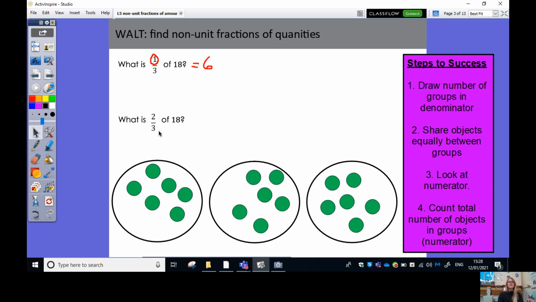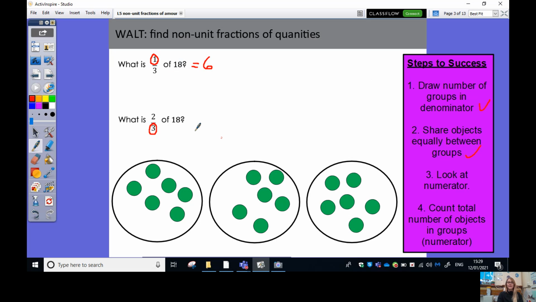So now for 2/3 of 18, I just need 2 groups, but let's go through the steps to help us. So draw the number of groups in the denominator, so I had 3 groups. I've already done that part. Then I needed to share the objects equally between the groups, which I've already done, because I still had 18, which was the same as my first question.